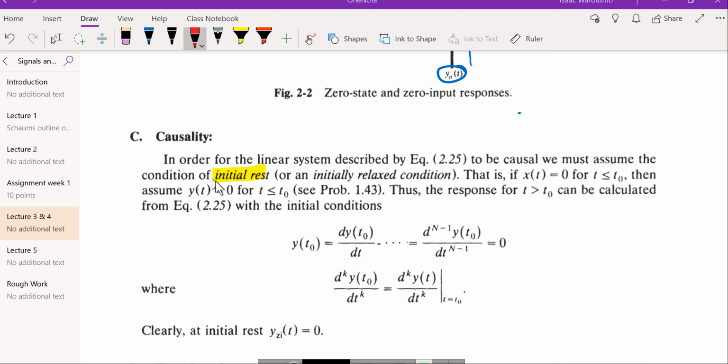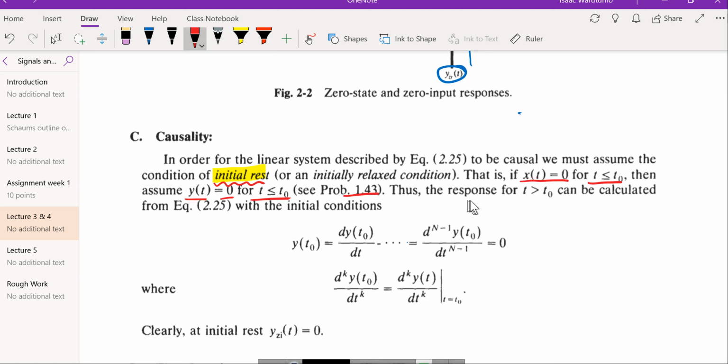I will state the condition of causality, where we are saying that in order for a linear system described by equation 2.25 to be causal, we must assume the condition of initial rest, or initial relaxed condition. That is, if x of t is 0 for time t less than t naught, then y of t will be equal to 0 for t less than t naught. This is described in problem 1.43.